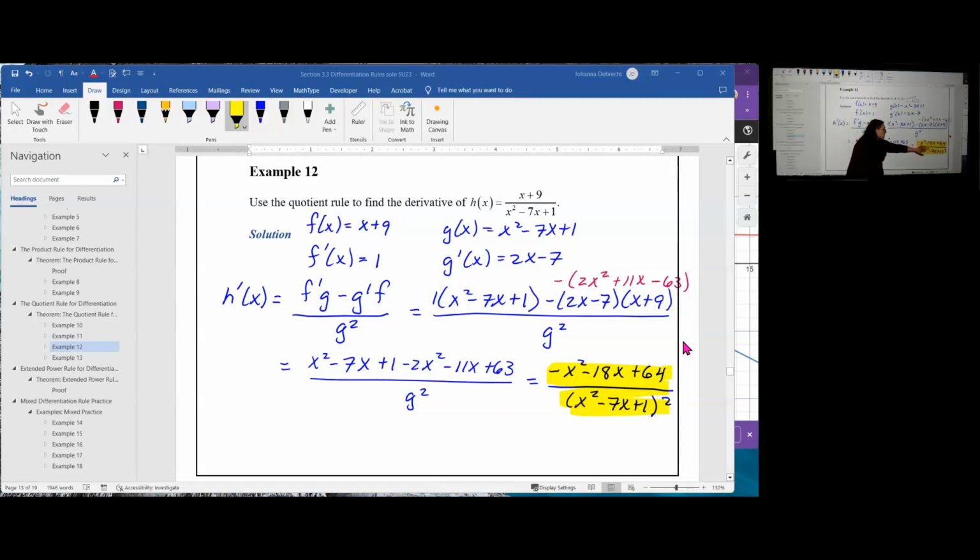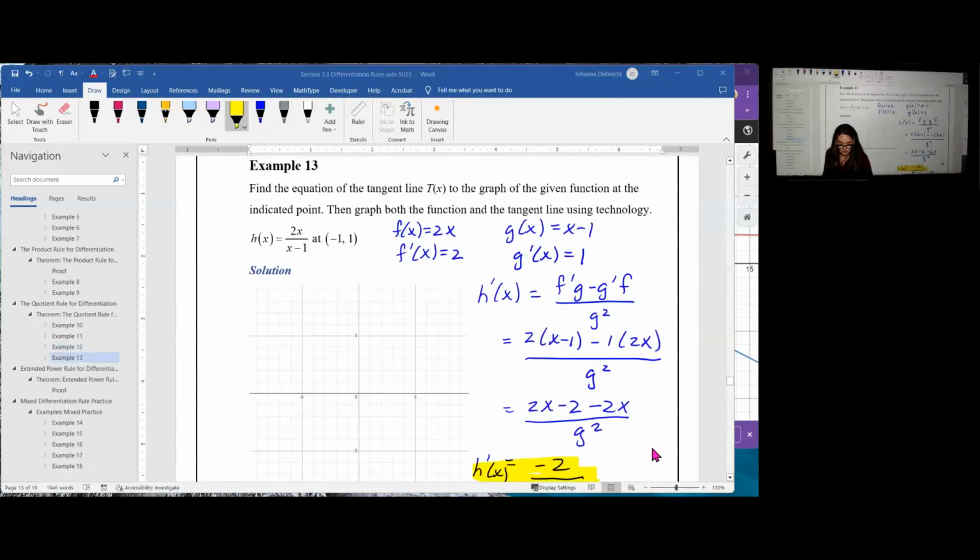You'll notice that these quadratics are not remotely similar. There's no way there's going to be any cancellation. There's no reason to do any further simplification. Let's now turn our attention to the last example that I wanted you to do.